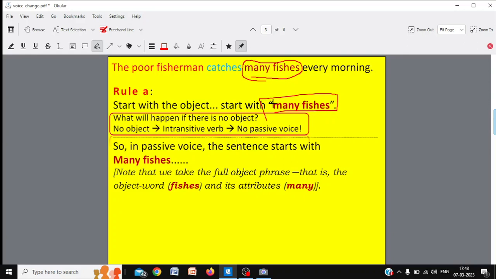So, the object, many fishes, we will begin with the object. Also note that we take the full object phrase: the object word fishes and its attributes, many. Articles, determiners, possessives, adjectives, all the attributes, the full object phrase. So we start with many fishes.